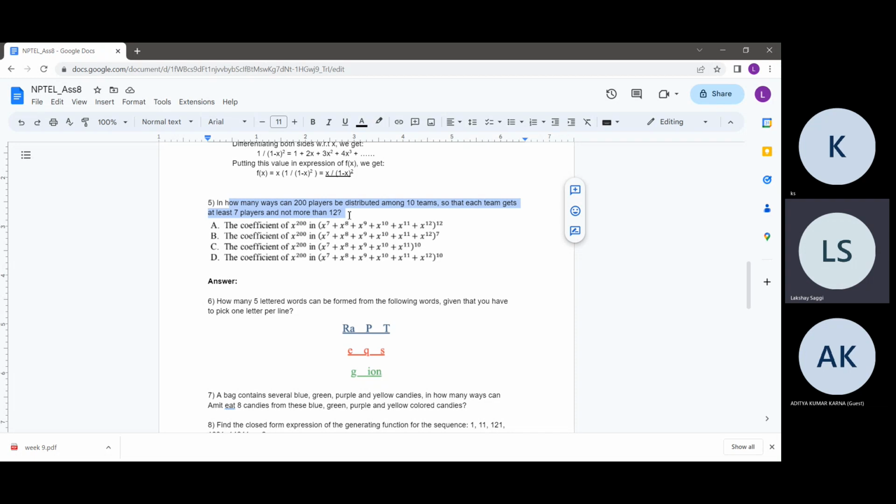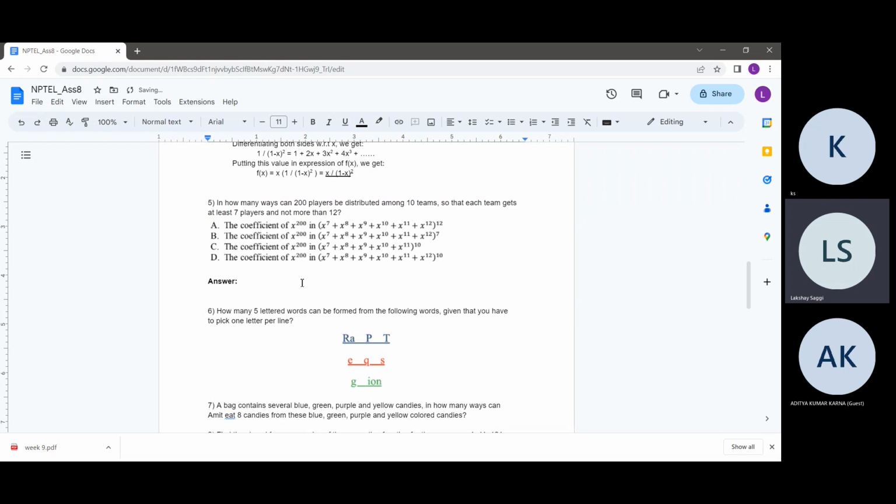So how can we go about this? Maybe we can just try it out and think along the way. What we want to do is divide 200 players amongst 10 teams, and each team should have at least 7 players but not more than 12 players. So what are the options for the division? Each team can have either 7 players or 8 or 9 or 10 or 11 or 12 players, since the number of players can only be an integer, at least 7, not more than 12.